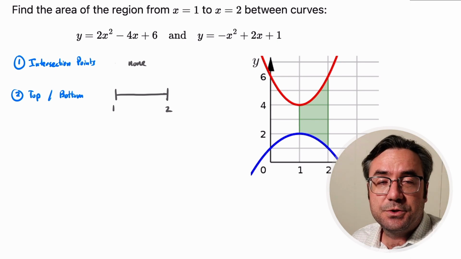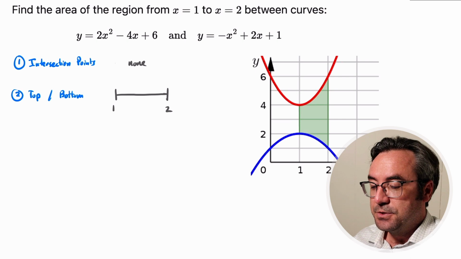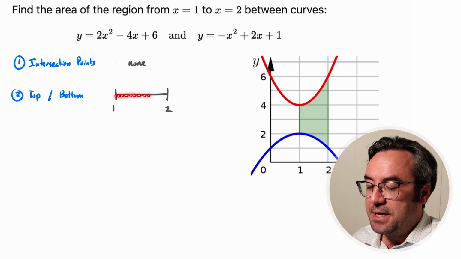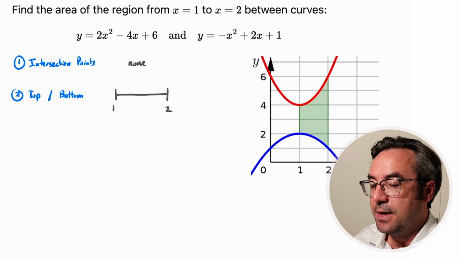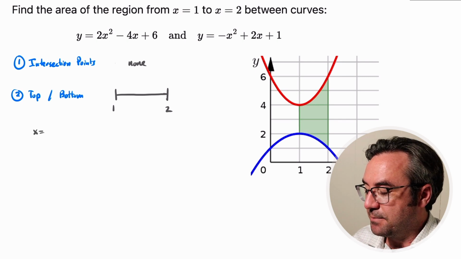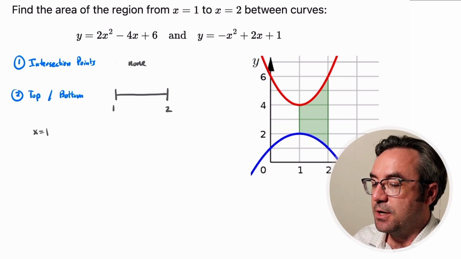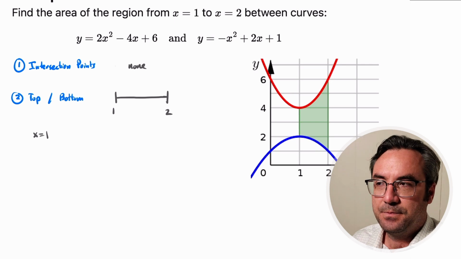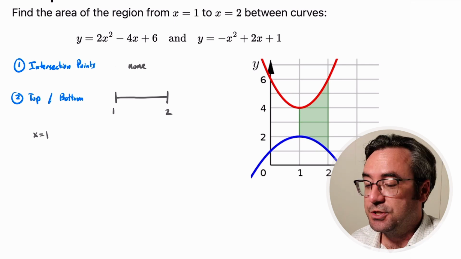Well, one way to do so is with a test number. So there's no intersection points here. So we can pick any point in this interval here. So let's take x equals 1. And the idea is we're going to take that test number and we're just going to plug it in to each of these functions and see which one gives us the largest value.